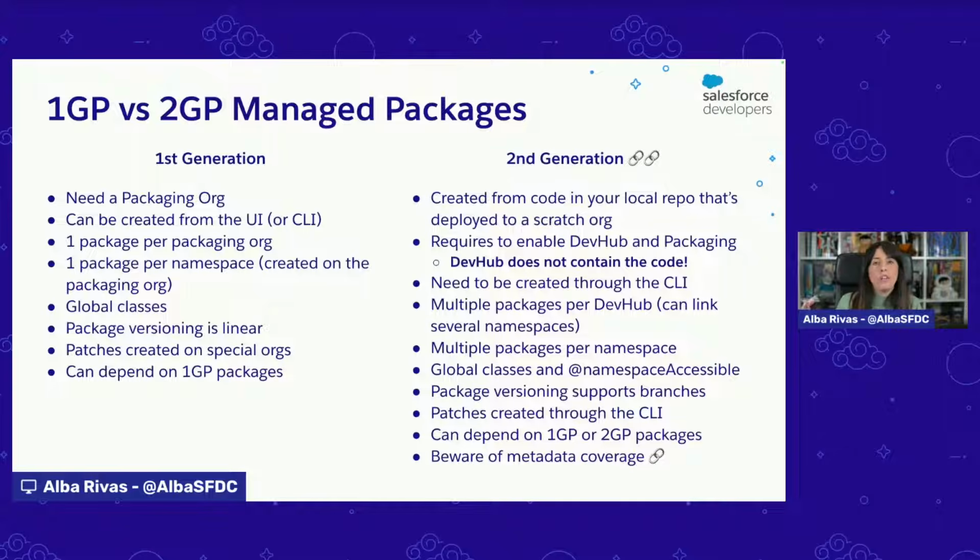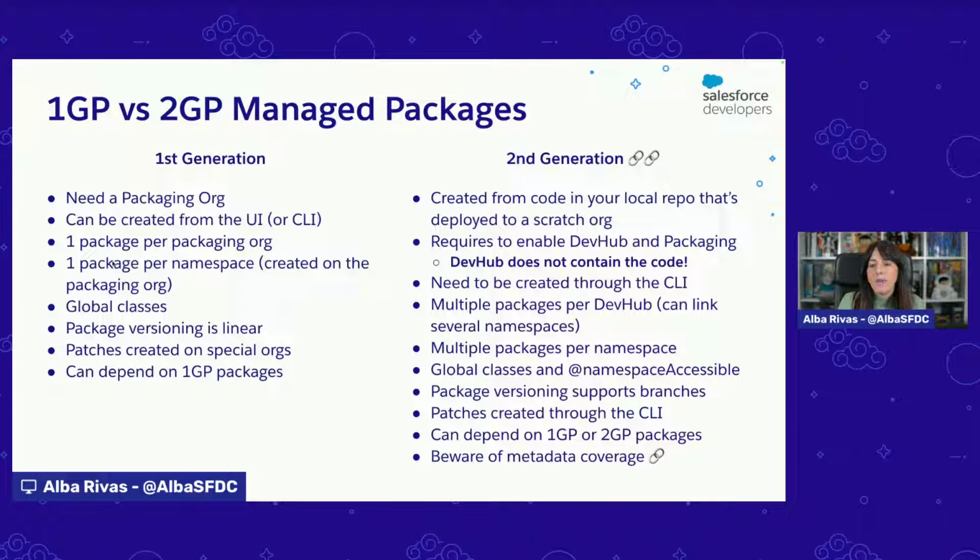Then for the first generation, it was very typical to create packages through the standard UI, through the setup UI. And I've done that in the past several times. But also, there are some CLI commands that you could use to create packages, whereas in the second generation packages, everything goes through command line, right? Everything much more developer friendly and automatable, that you can automate, right?